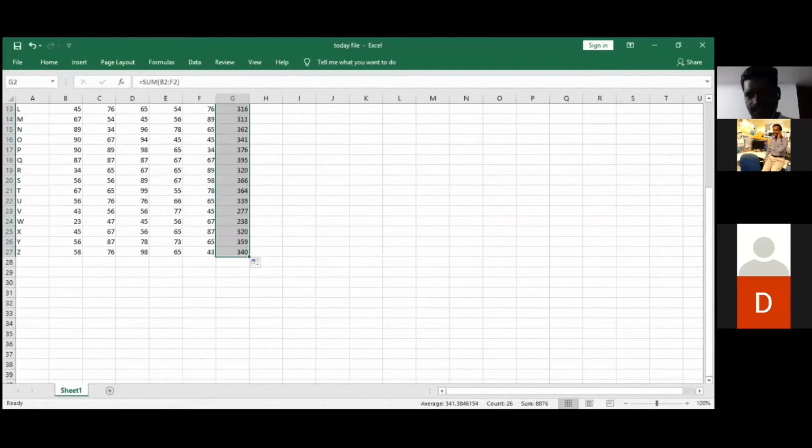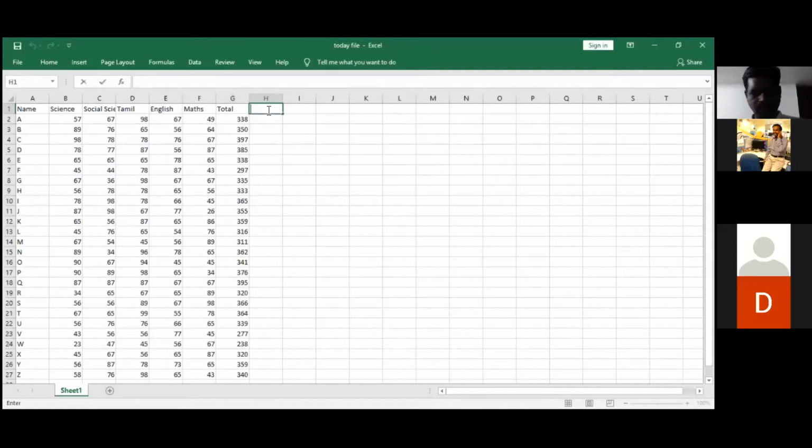Then the rank. Based on total marks, colleges or schools give the rank. This is the method: we calculate the total, mean, median, mode, and standard deviation on the basis of formulas. Rank.